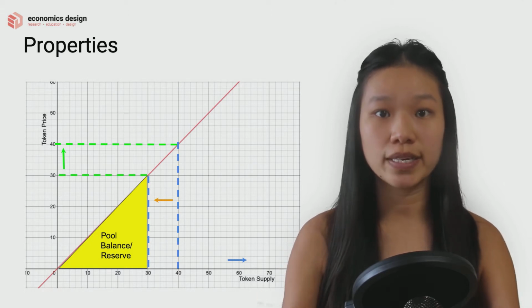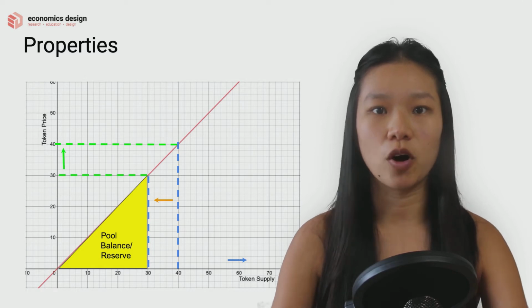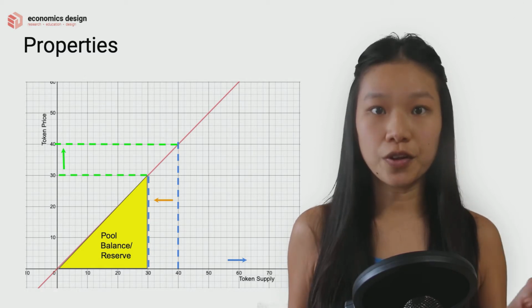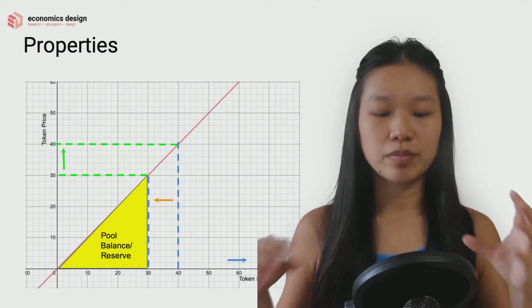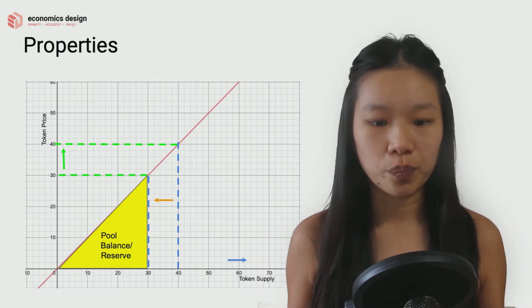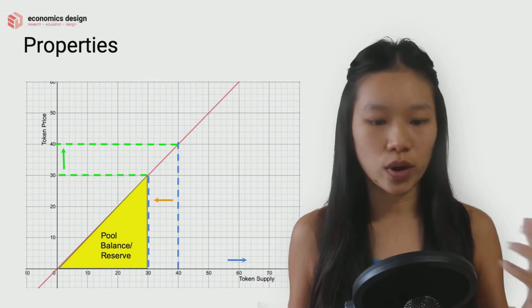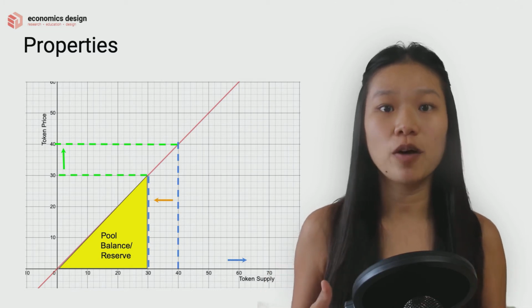And this is done automatically in this system or in these functions. The third thing is that money is kept in the smart contract as a reserve pool or a pool balance, whatever you want to call it. It's a form of collateral.